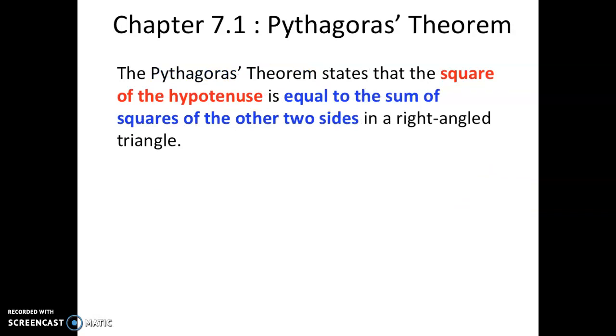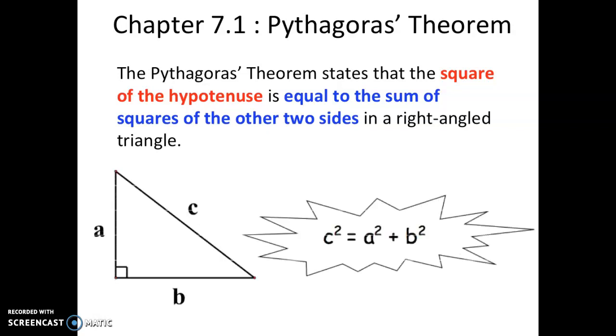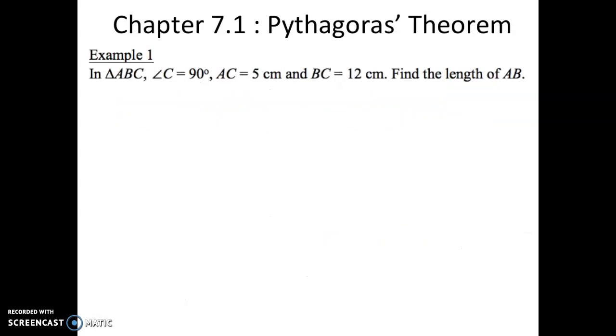So the Pythagoras theorem states that the square of the hypotenuse is equal to the sum of squares of the two other shorter sides in a right-angled triangle. Please take note that the Pythagoras theorem only applies in a right-angled triangle. So in this triangle shown here, your C is the hypotenuse. Therefore, C squared is equals to the sum of the squares of the other two sides, A squared plus B squared. Let's move on to the first question.